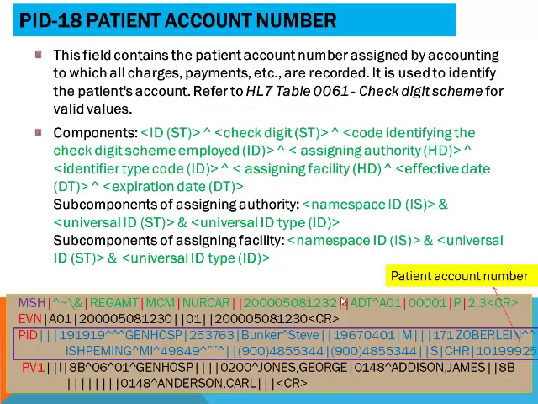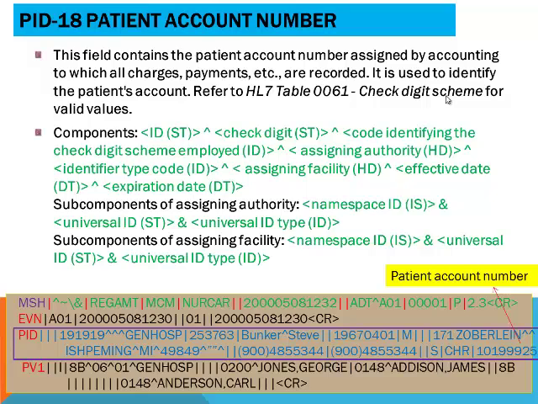So the 18th field is called the patient account number. In fact, for our example, we just have 18 fields here. We don't have more fields because other fields are optional. This field contains the patient account number assigned by the account to which all charges and payments are recorded. Because you can check this number to find out how much the patient paid, and so on.